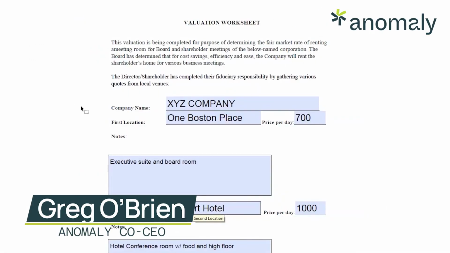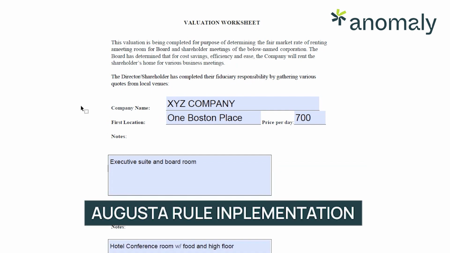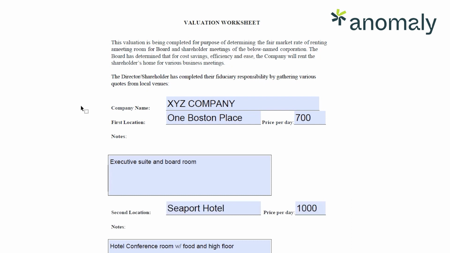Okay, so this video is going to explain how we properly implement IRC 280A(g), which is the Augusta rule that we have talked about. Now, the purpose of doing these steps is to make sure that we're justifying and documenting the business approval and business purposes of this home rental.